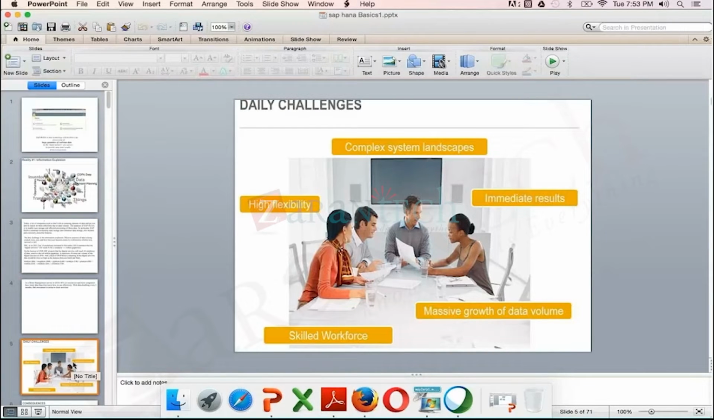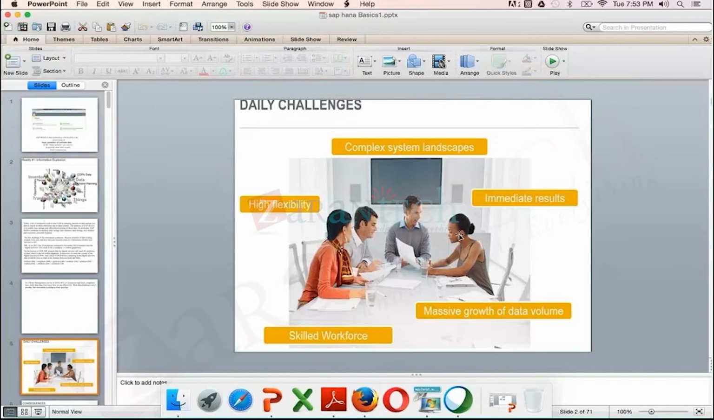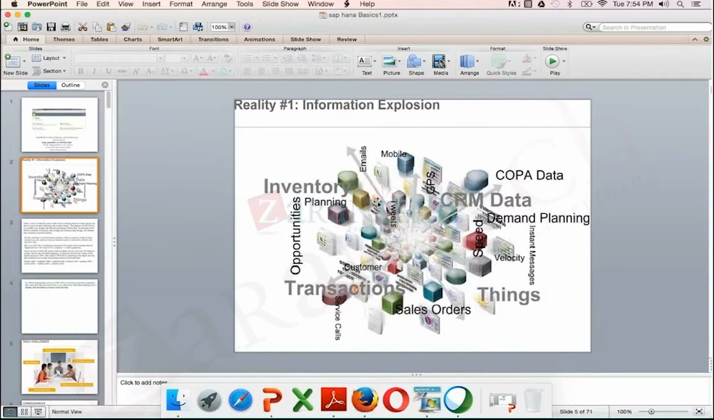Complex system landscape. Complex system landscape in the sense that, if you look at this slide, this is not a simple landscape, because the data is spread across different geographical locations, in different formats, in different systems. Now the business users, starting from CEOs, managing directors, department heads, sales managers, finance managers, require immediate information, immediate results for the decision making process. Providing the right information to the right people at the right time from such a complex system landscape is one of the major challenges the companies are facing at this point of time.